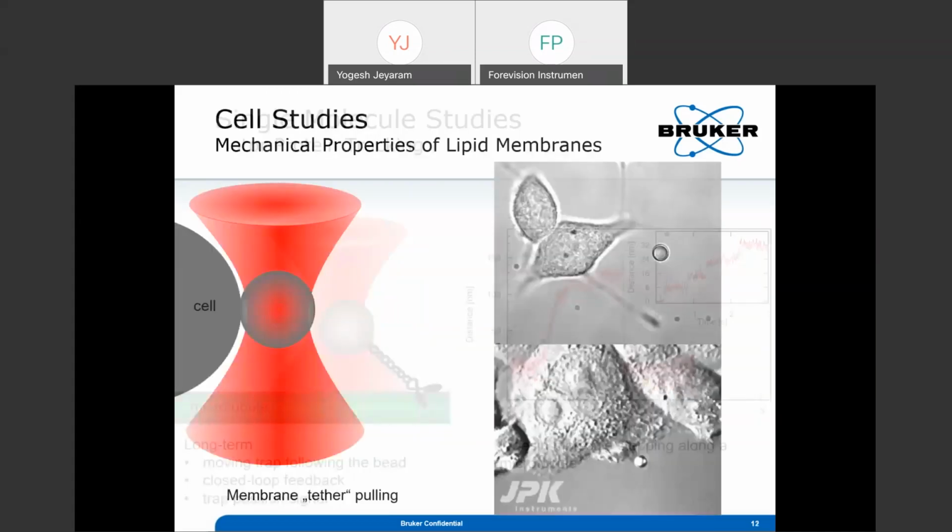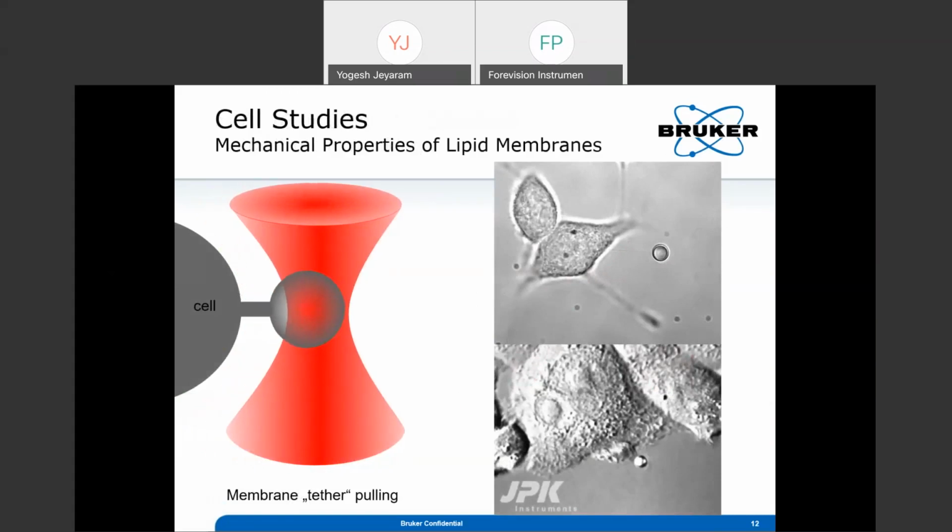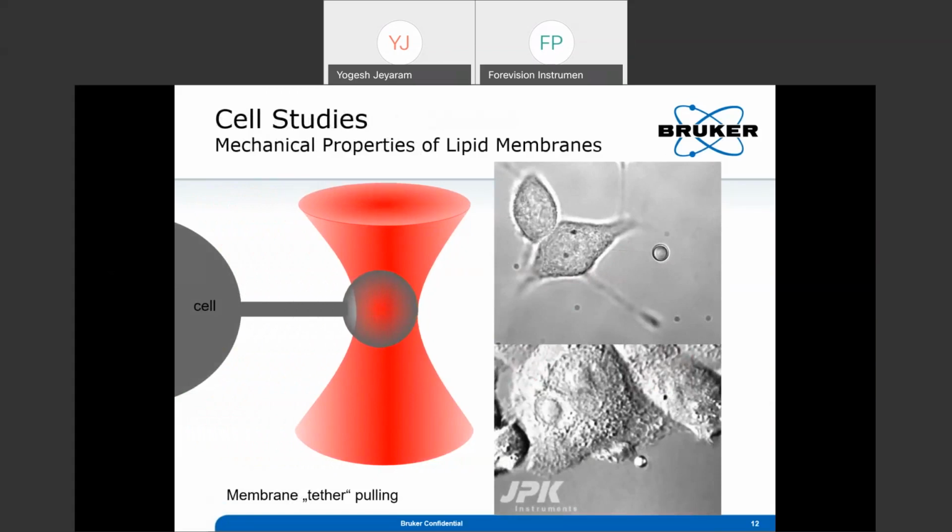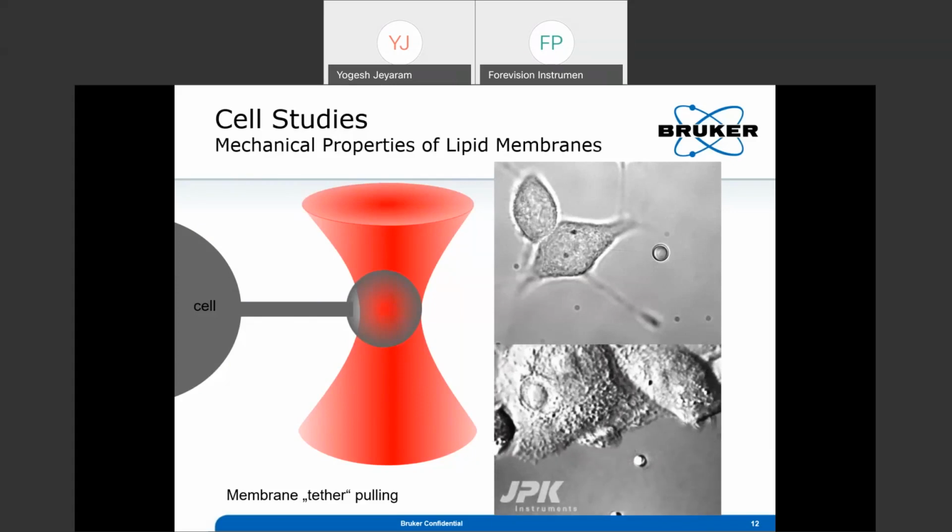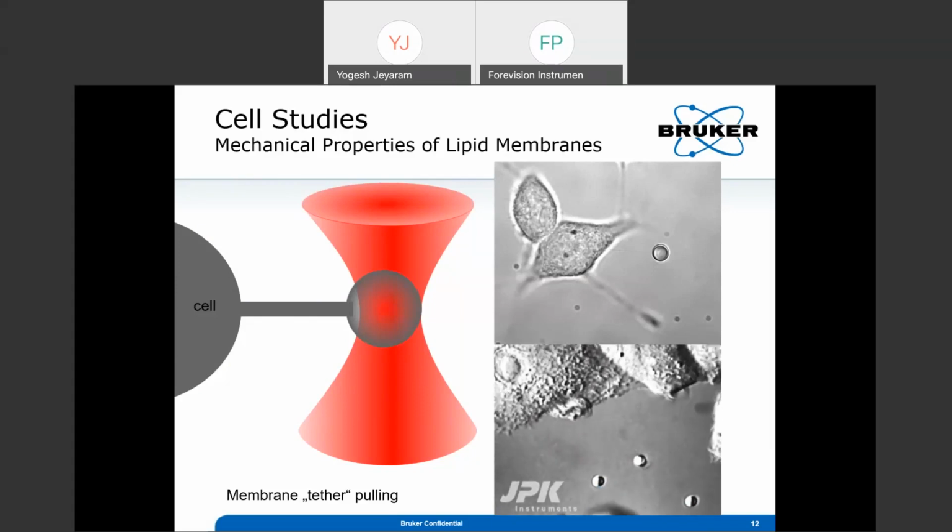Okay. So when it comes to cell studies, one of the interesting things that we like to study is membrane tether pulling, it's called. So what people do is attach a cell to a bead, right? The bead is now attached to the cell, and then you pull the bead away from the cell. So what you pull is the cell membrane, to study the mechanical properties of the lipid membranes of the cells. That's the main idea. So you can see here on the microscope, you're pulling the bead away from the cell.